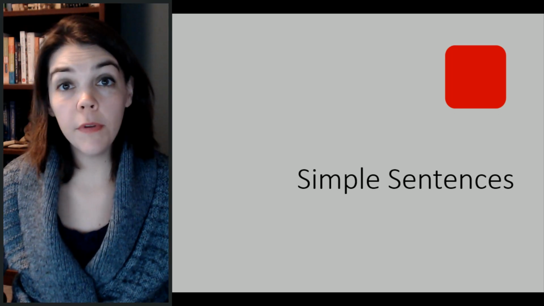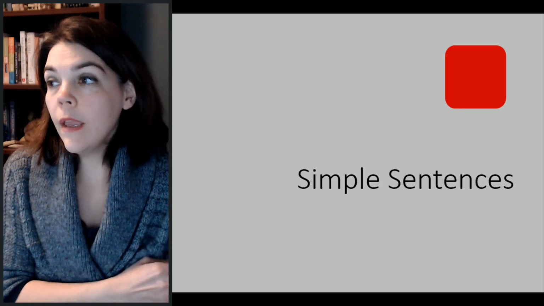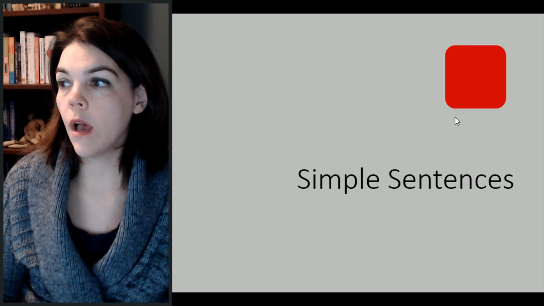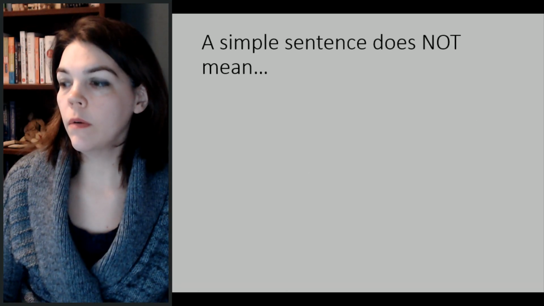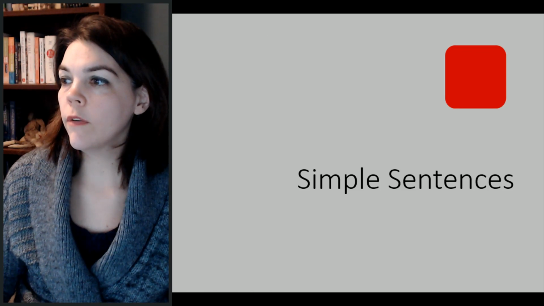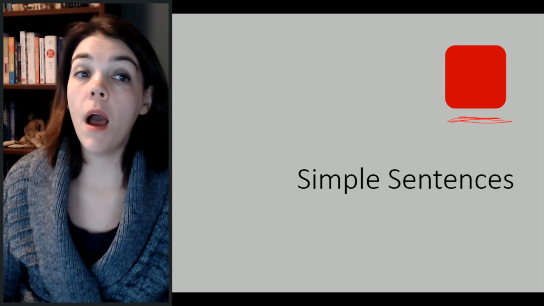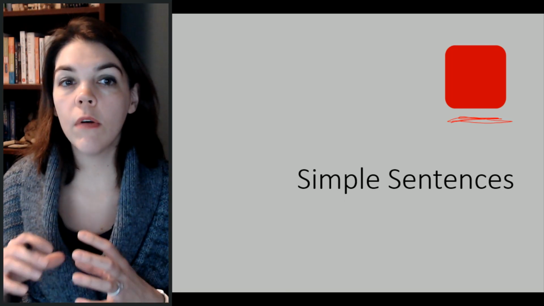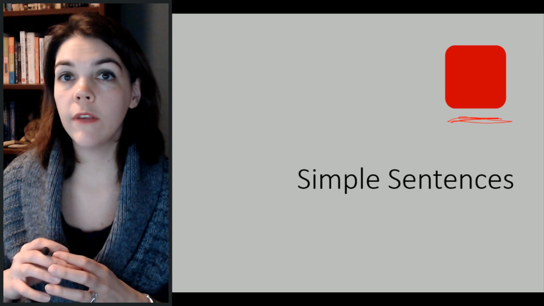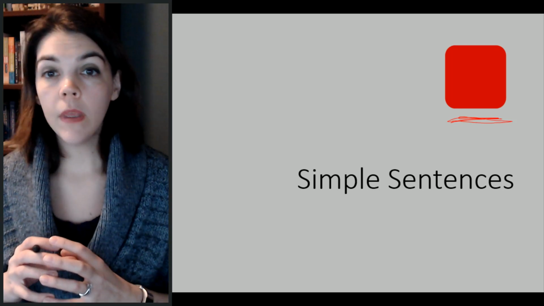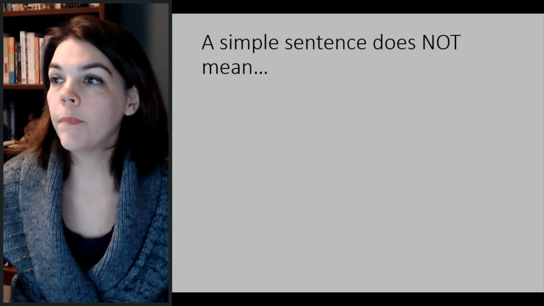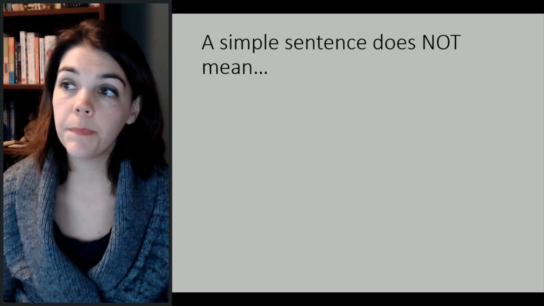All right, so simple sentences. I am using a visual to represent this. I'm using this red square at the top. When you see this red square, I want you to think, this is a very basic block of English. It's the most basic grammatical unit of English that is complete in meaning. So let's use that as we talk about simple sentences.